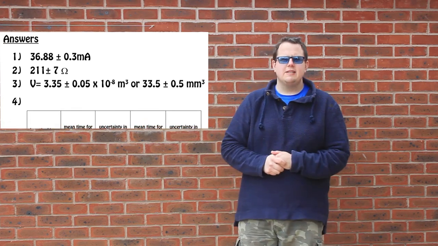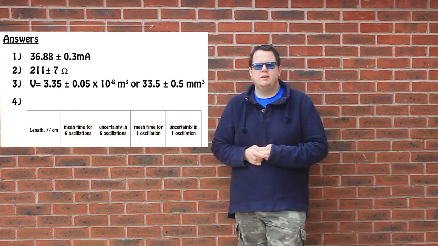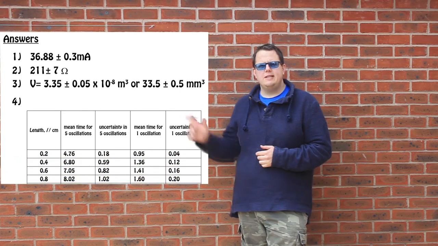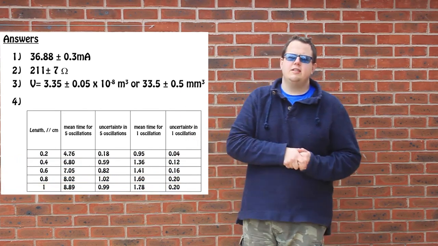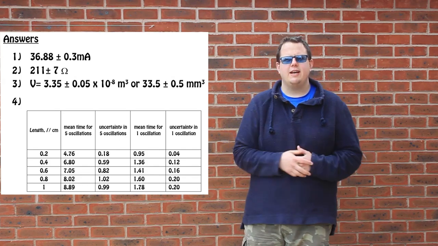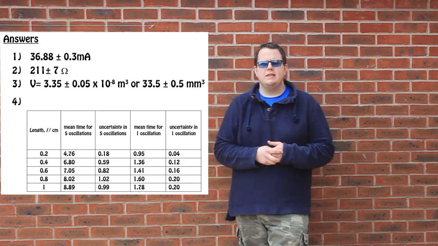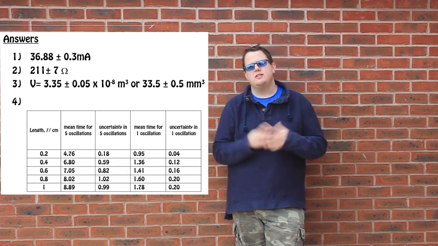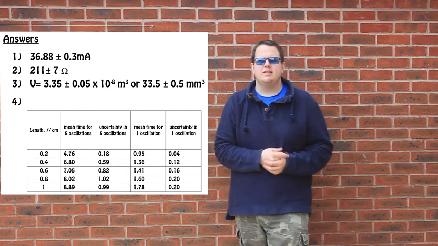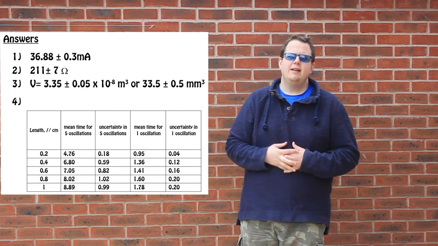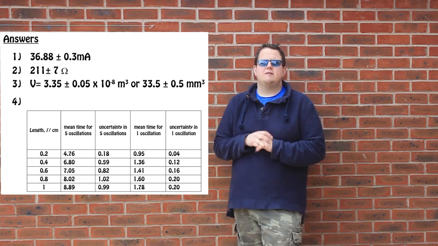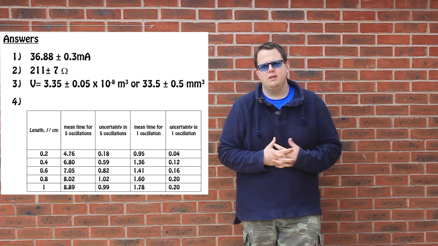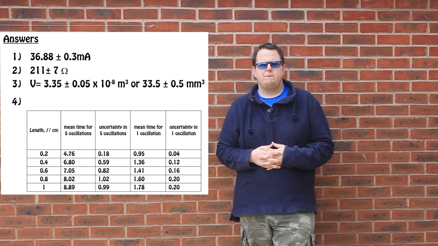Then finally, the missing parts of the table. So you do your mean time, so you add each row up, then divide by 3 for each row. So you get your mean times. Your uncertainty is going to be half the range in each case. Your mean time for the oscillation is going to be your mean time for 5 oscillations divided by 5, and your uncertainties are also going to be that divided by 5. Now take care, you should always record to the same number of significant figures throughout your table, as I've done here.